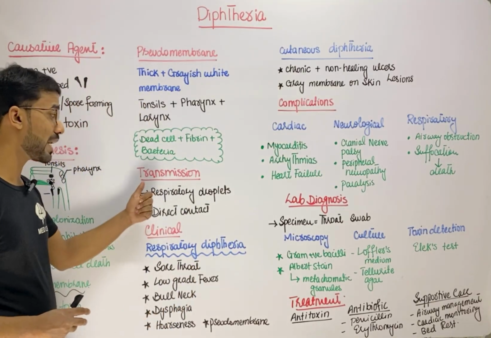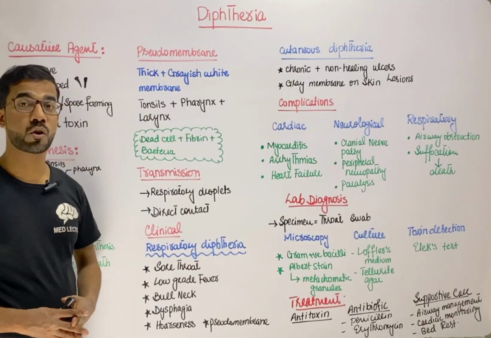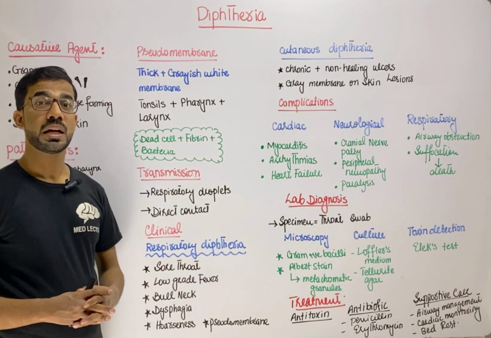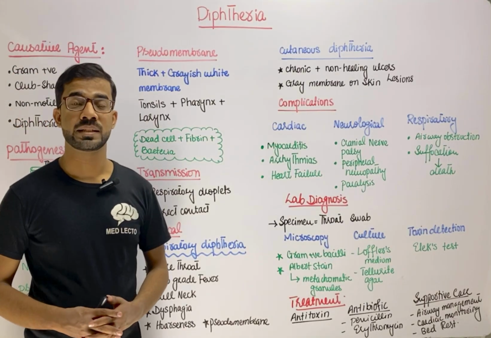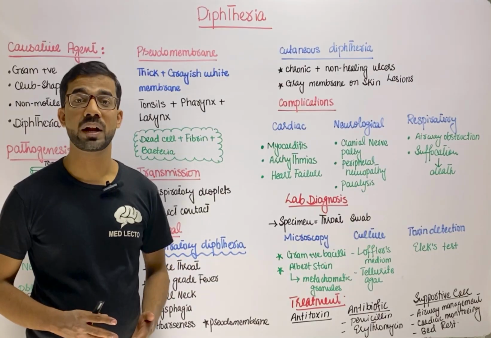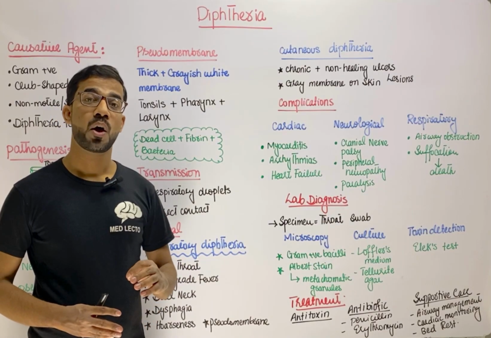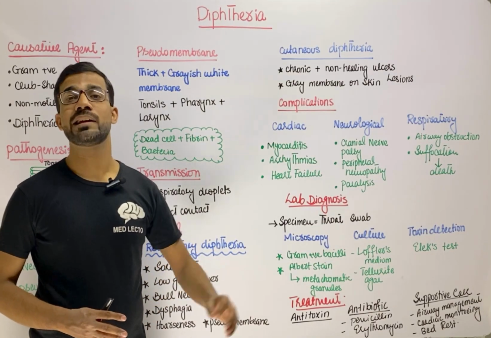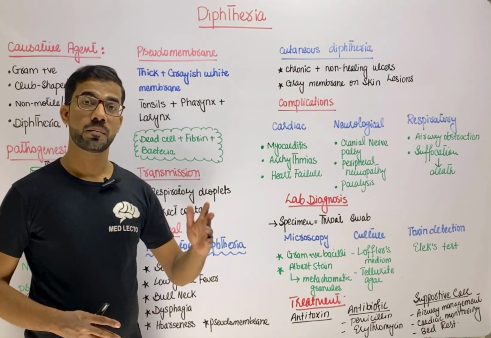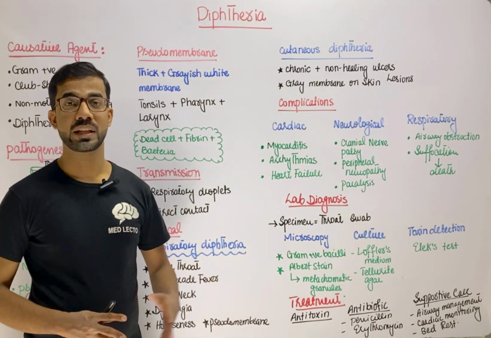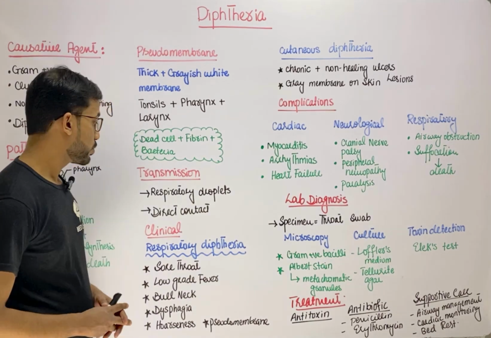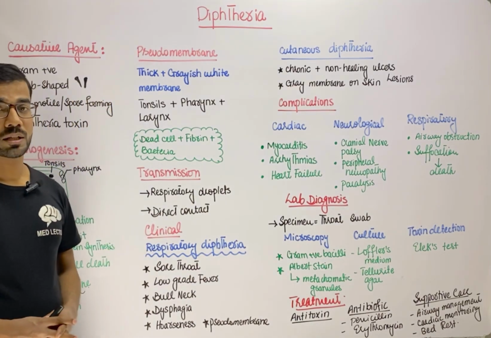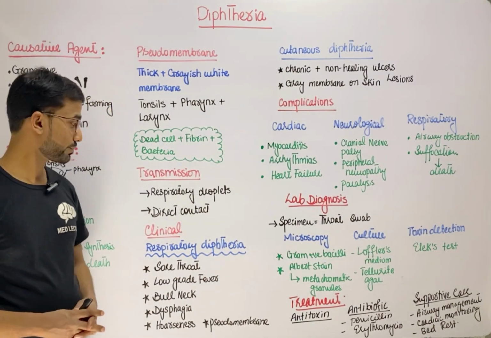And transmission, as we have already discussed, is by respiratory droplets. If the infected person coughs or sneezes in front of a normal one, then these droplets will enter into the air, and through the air it will enter into the normal person or the healthy one. And it can also be transmitted through direct contact.